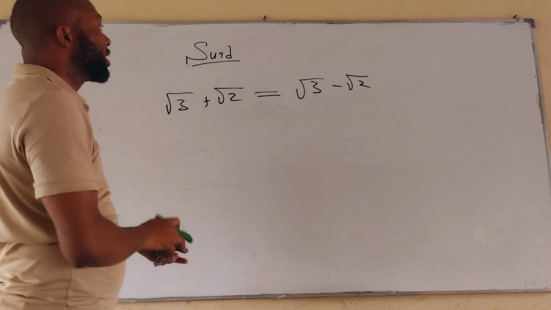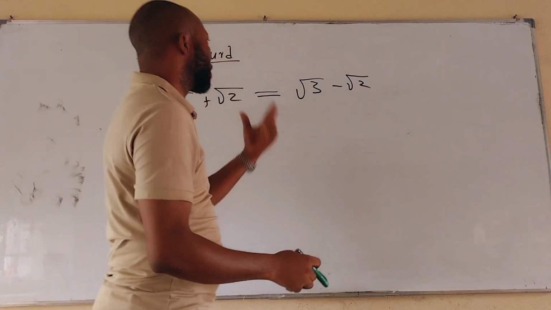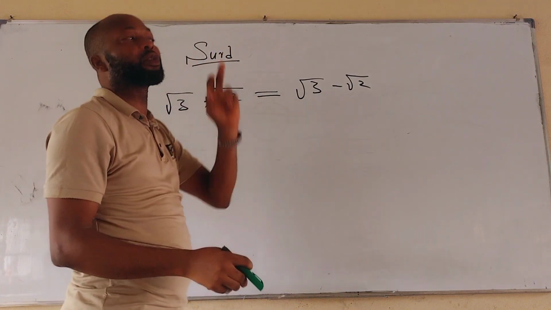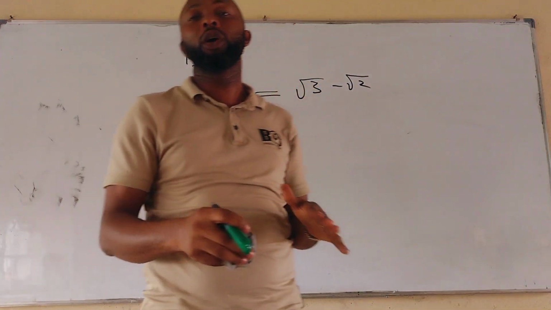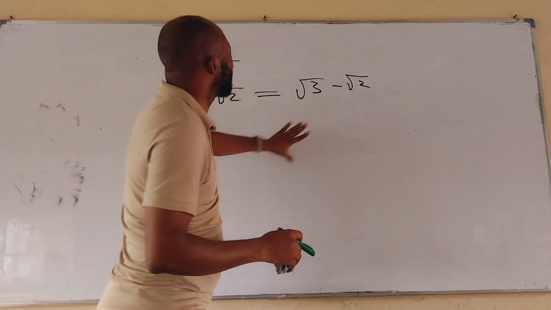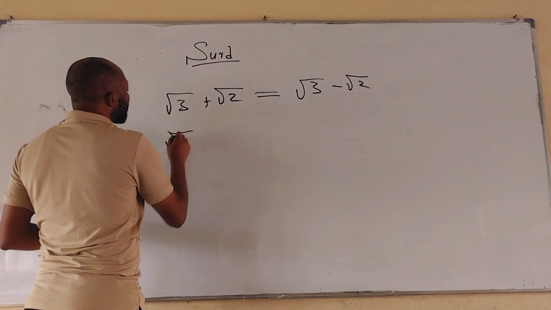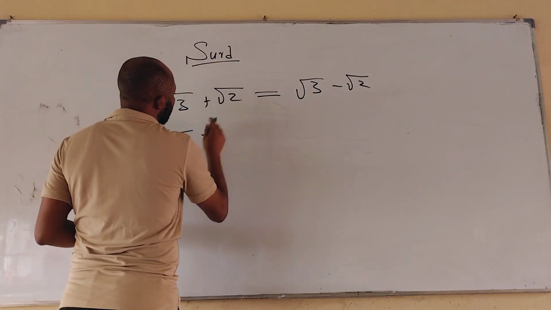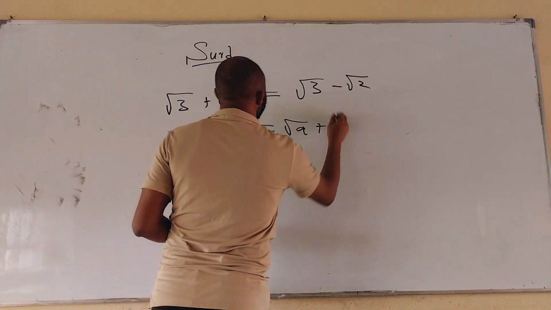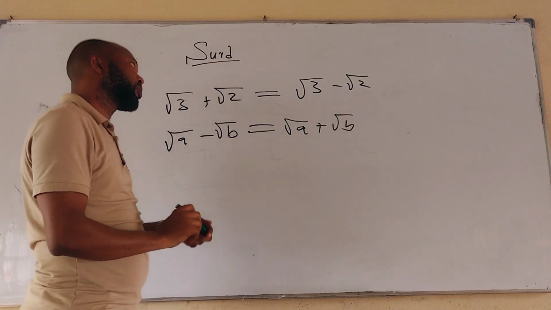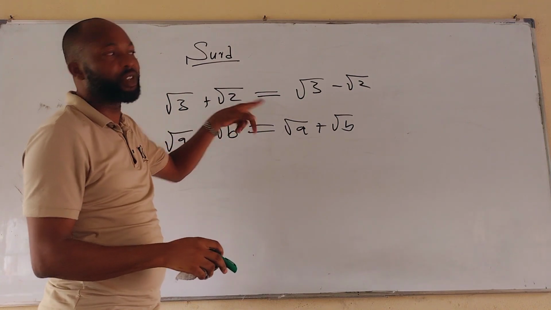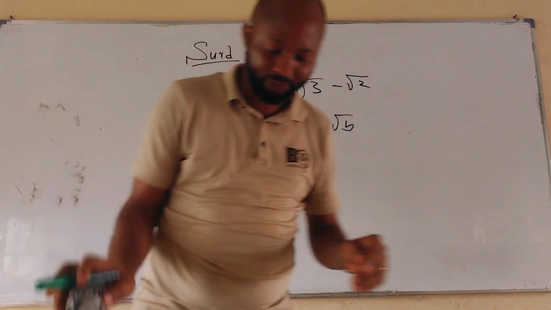Why is that? Because in the course of our rationalization, it is only in this form that we'll be able to get rid of the root sign in the denominator. So in that fact, this is its conjugate. Just know that when you have root a minus root b, its conjugate becomes root a plus root b. Just know that the conjugate is to change: if it is plus, it becomes minus. If it is minus, it becomes plus. That's that. Just take note of that.